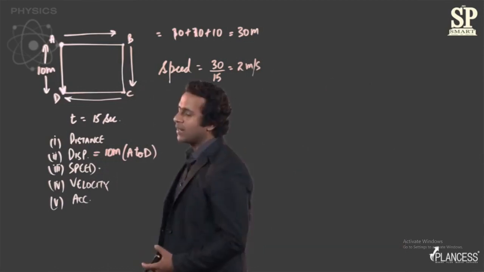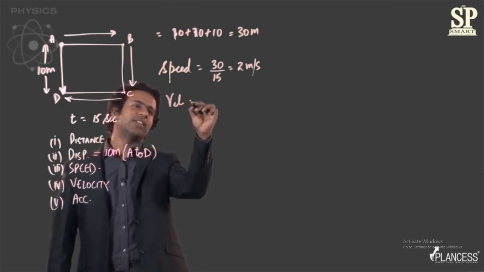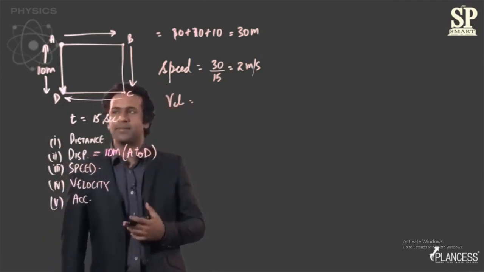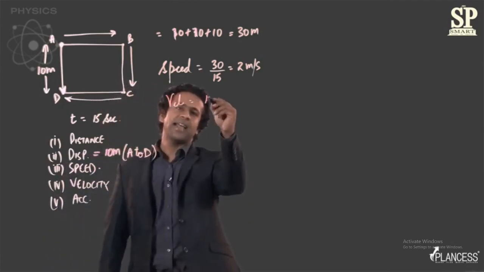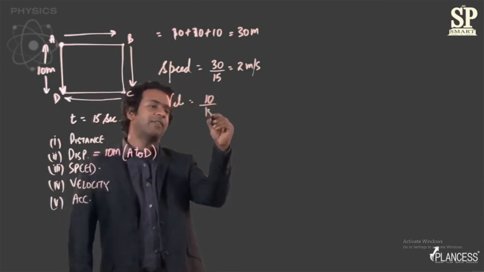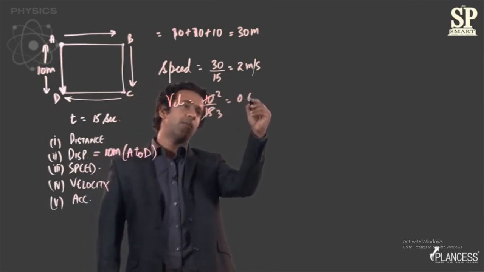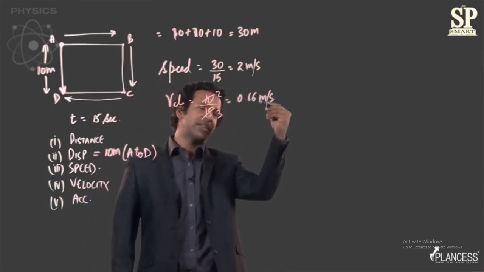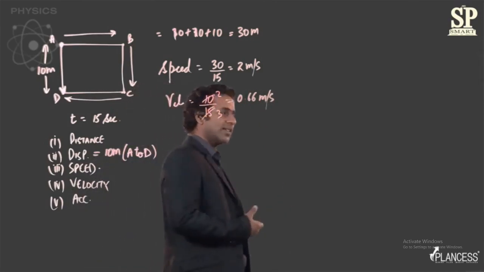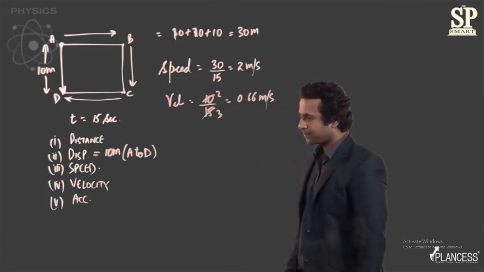Similarly, fourth part, the velocity is to be found. Velocity we know is equal to displacement by time. The displacement here is simply 10 meters, and so it would be 10 divided by 15, which if you simplify gives you 2 by 3, which is 0.66 meters per second. So this is the velocity of the particle as it goes from A to D.